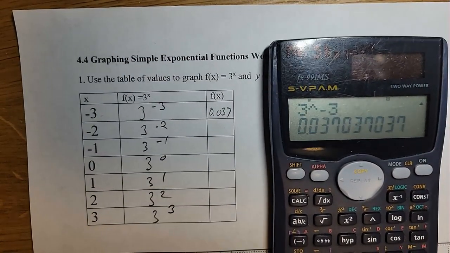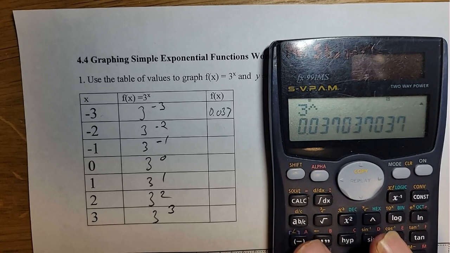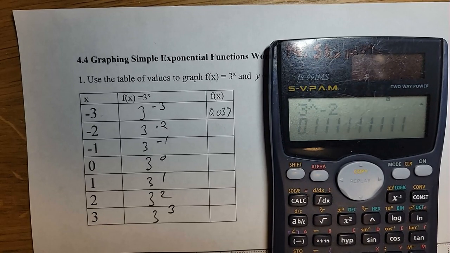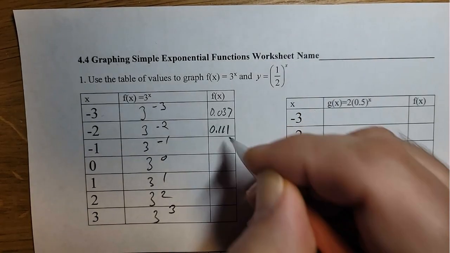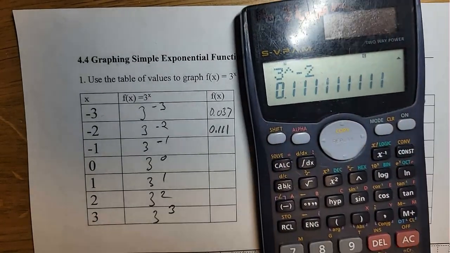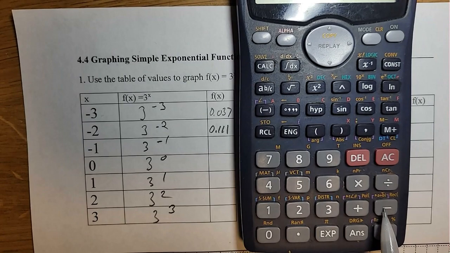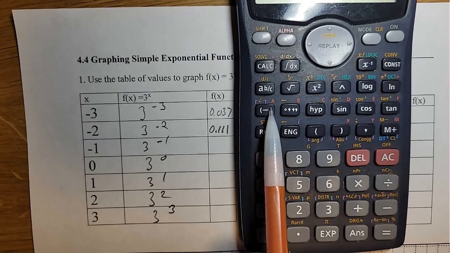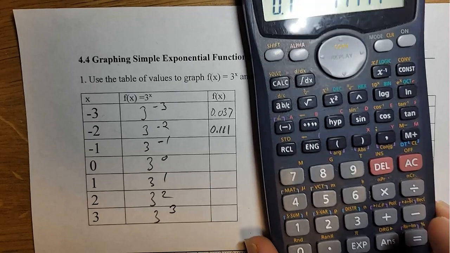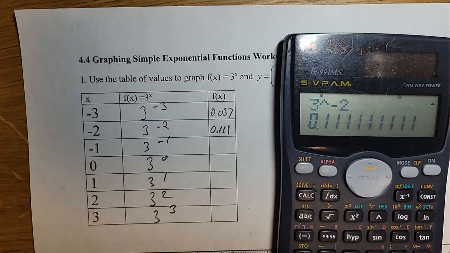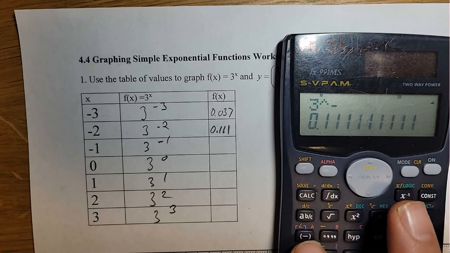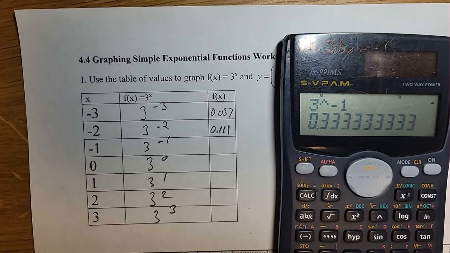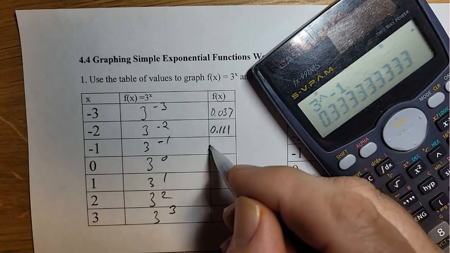3 to the -2 equals 0.1111. Make sure you don't use the minus sign. Use the negative sign. On my calculator, don't use this one. Make sure you use the little negative sign when you put it in. This one here, not the minus sign. Okay, 3 to the -1. 3 exponent -1. 3 to the -1 is 0.333.